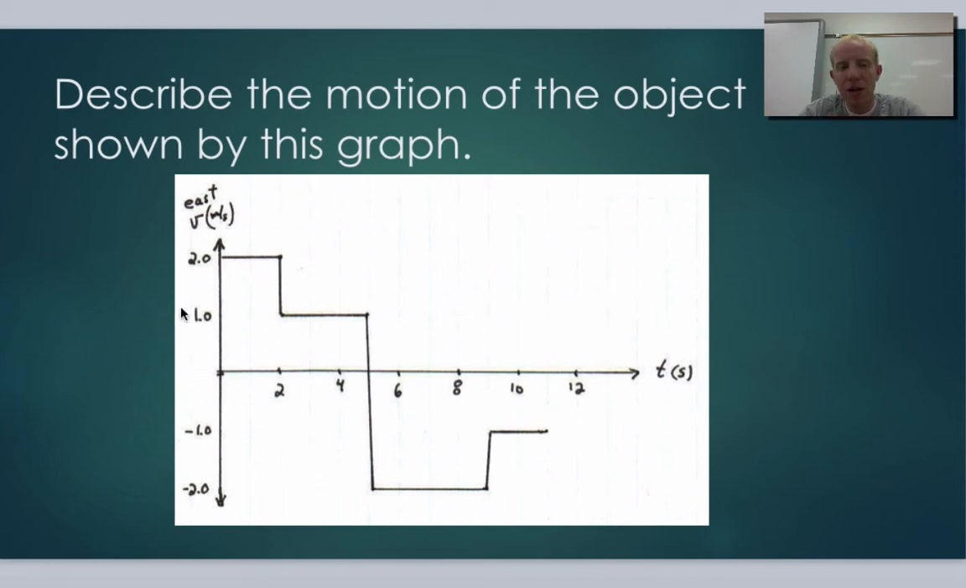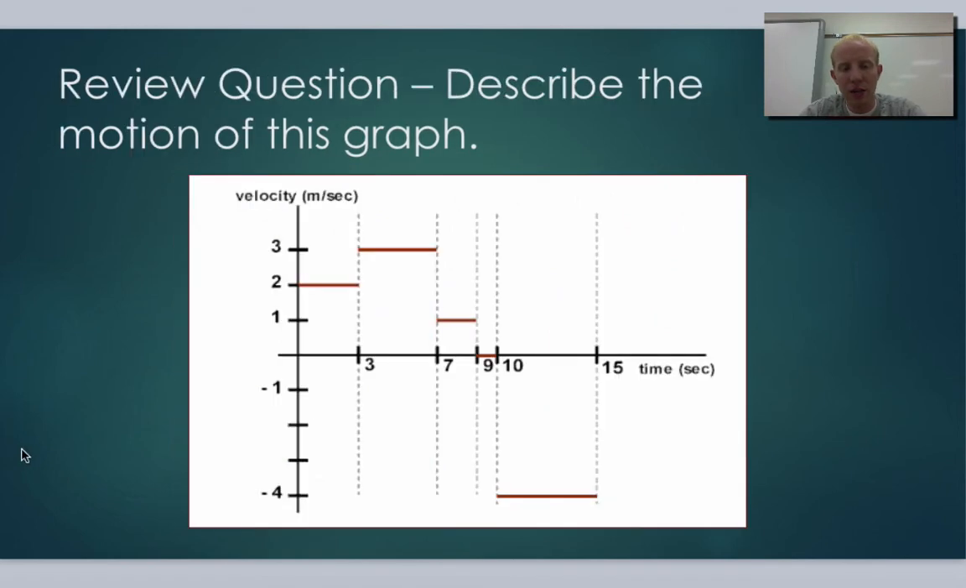All right, so go ahead and try to analyze this one for just a second and see if you can figure out what the object's doing. And if you work through it, you'll see that it's moving 2 meters per second forward, then it's moving 3 meters per second forward for that time duration, then it's moving 1 meter per second forward for that time duration, then it's stopped for this time, and then it's moving backwards at 4 meters per second for this time. So when is the object moving the fastest?